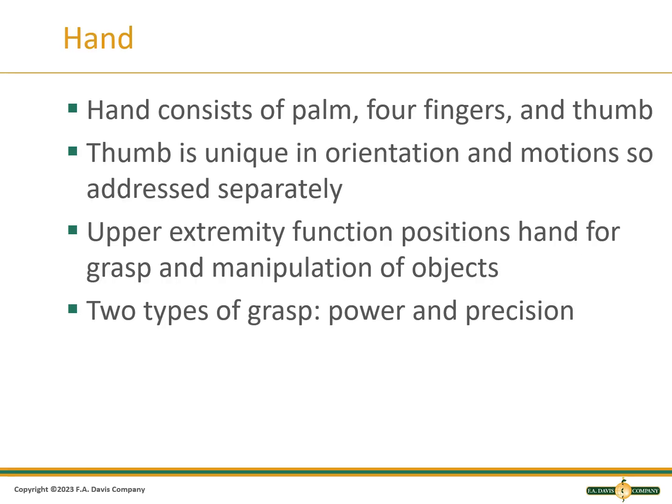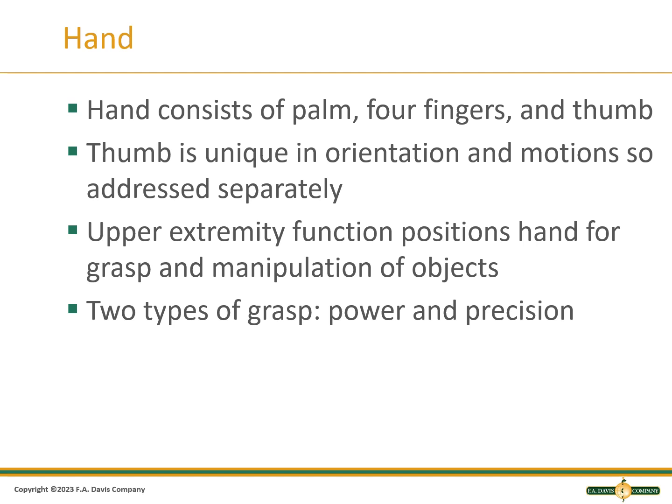So the hand consists of the palm, four fingers, and a thumb. And it's important to remember that all thumbs are fingers, but not all fingers are thumbs, because the thumb has different positioning in the hand relative to the other fingers. Remember, it is rotated so that it moves in different planes than the other fingers. And the thumb also only has one IP joint. It does not have a distal and a proximal IP joint. The thumb is unique in orientation and motion, so it's addressed separately.